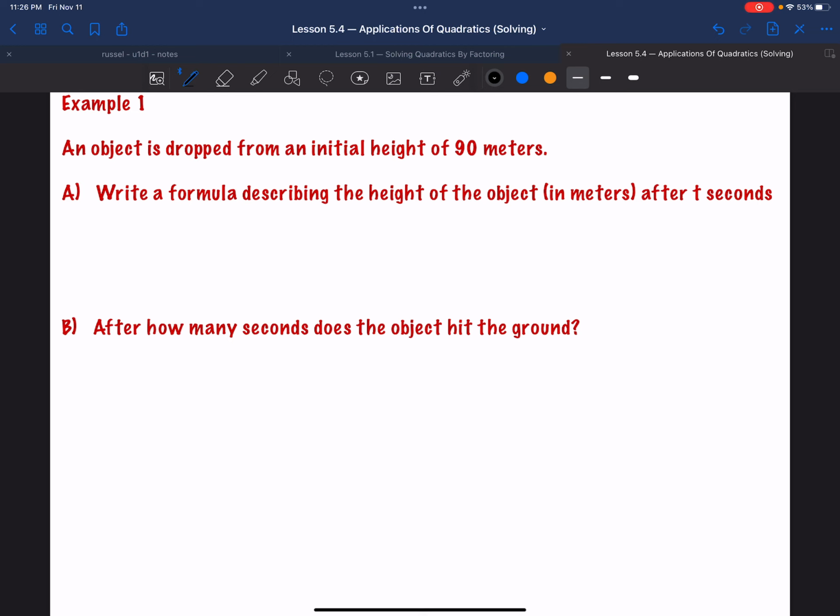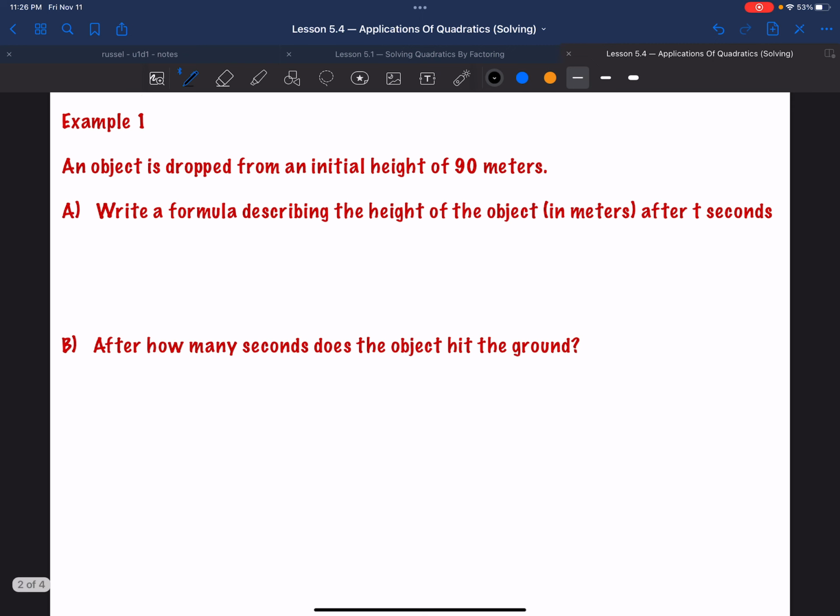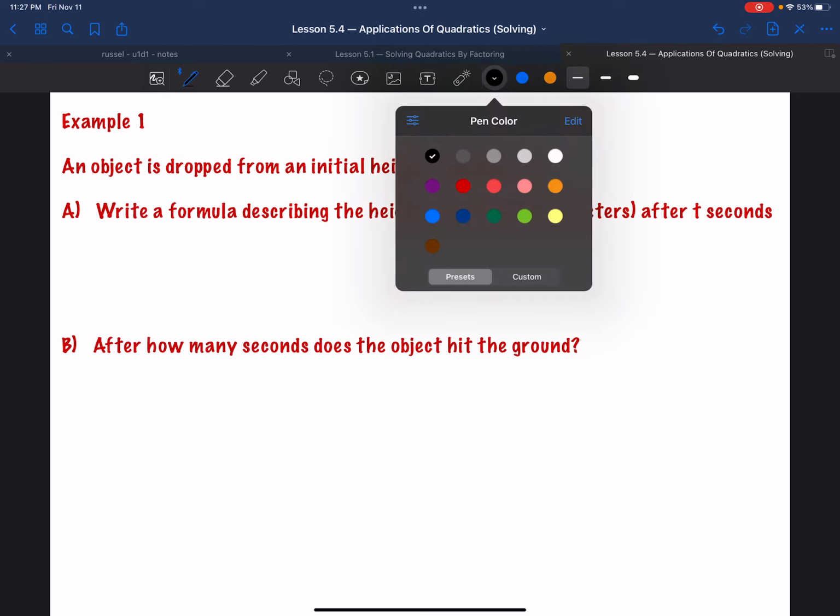So this sentence, I know it doesn't seem like a lot because it's a very tiny sentence. An object is dropped from an initial height of 90 meters. But this tells us 3 pieces of information right off the bat. Just right off the bat.